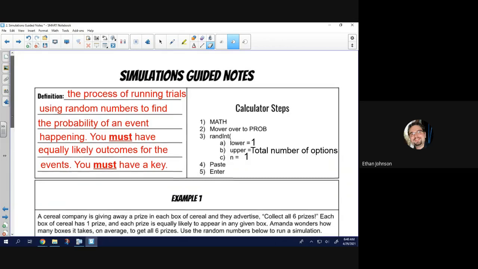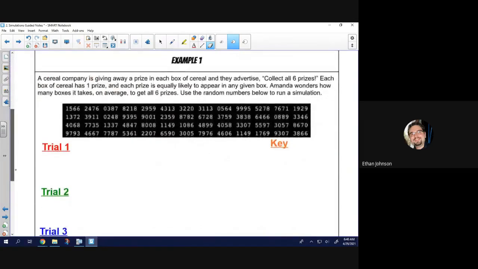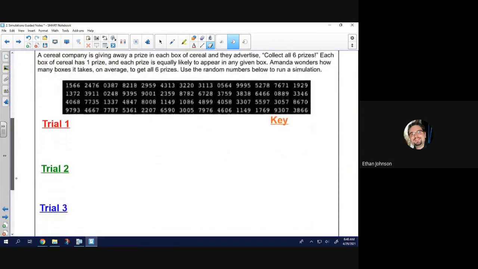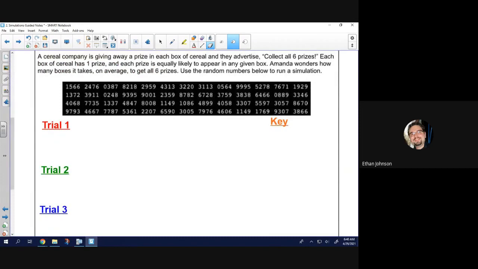So let's look at the first example. Example 1. A cereal company is giving away a prize in each box of cereal, and they advertise, collect all 6 prizes. Each box of cereal has 1 prize, and each prize is equally likely to appear in any given box. Amanda wonders how many boxes it takes on average to get all 6 prizes.